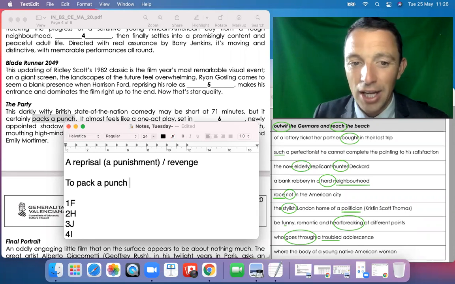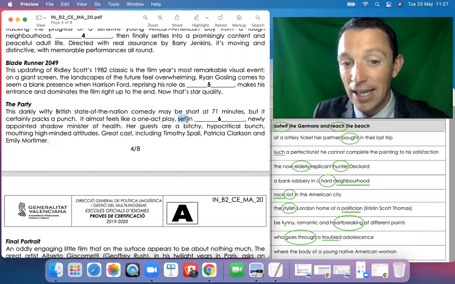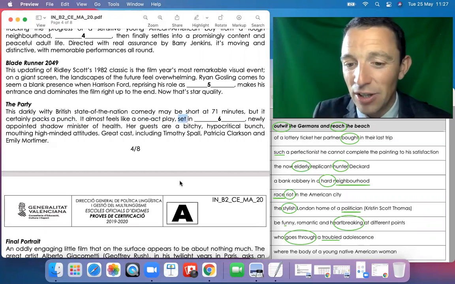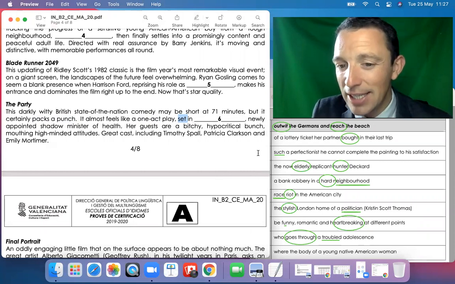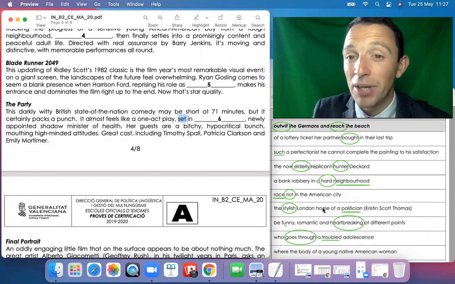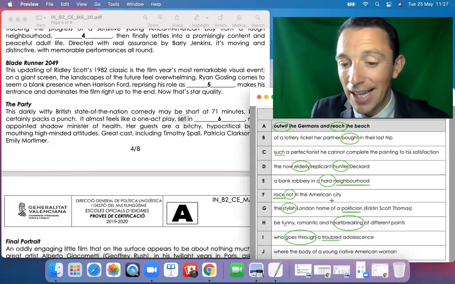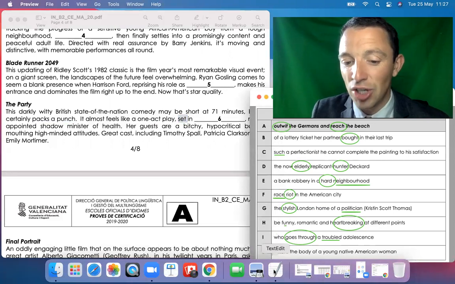It packs a punch. It also feels like a one-act play. Set, again, is located. Because the specific vocabulary is set, like located in relation to the movie, in, we immediately think a city or a place. Set in a bank robbery? No, I don't think so. Maybe the stylish London home of a politician. I think that could be the best option because it's set or located in the home. And probably that's the best option at the moment. Okay, so number 6, I think we will say G.